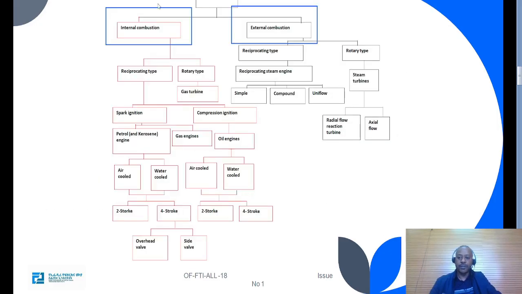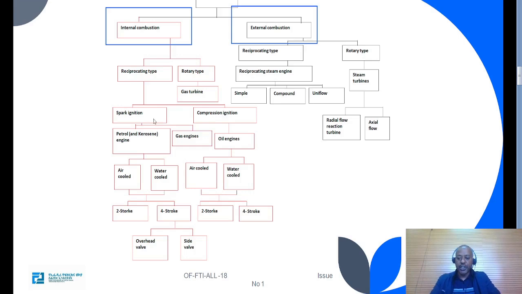Heat engine. Let's discuss the further classification of the engine. The internal combustion or ICE engine is sub-classified into reciprocating type and rotary type. Under the reciprocating type of the internal combustion engine, we have spark ignition and compression ignition engine.